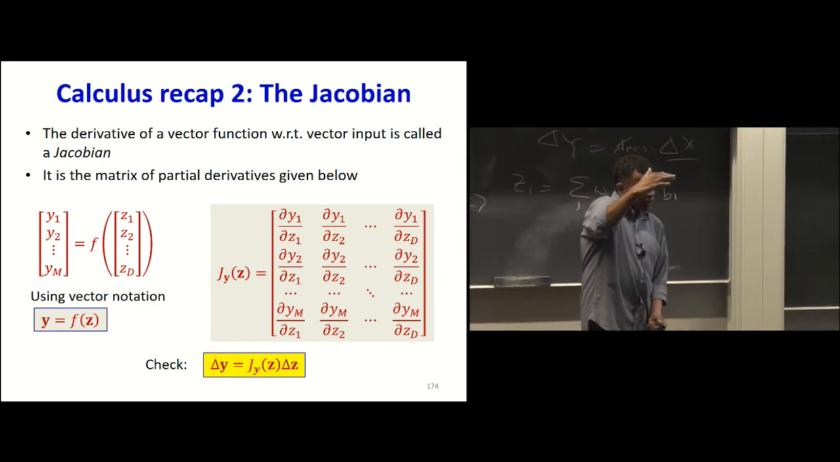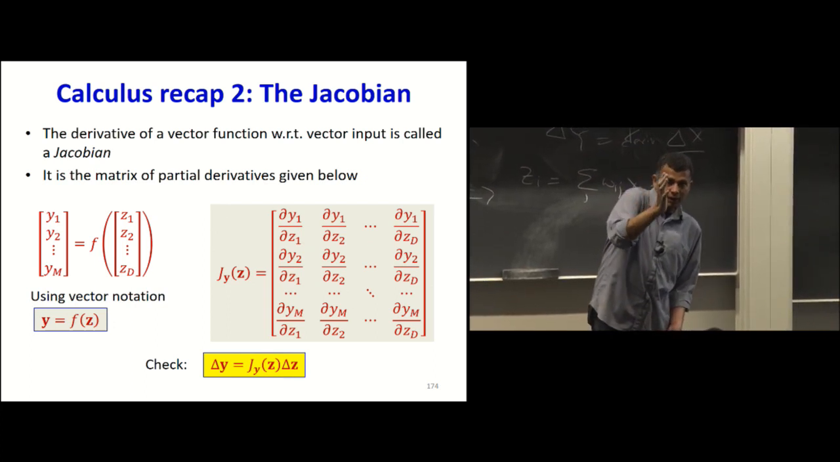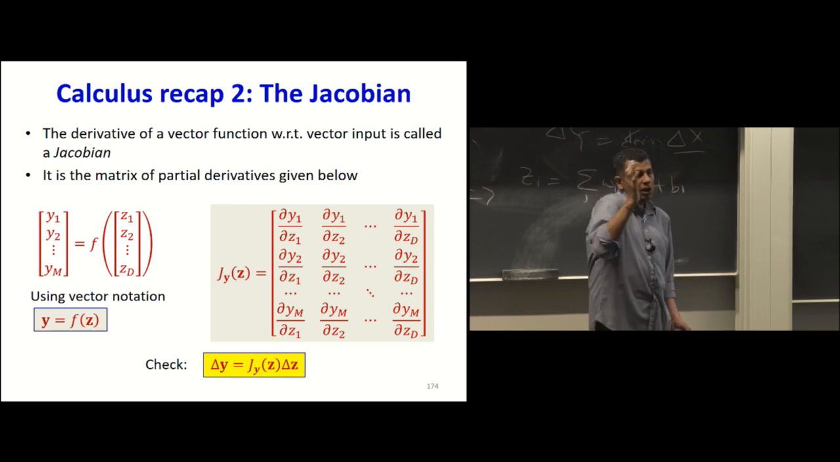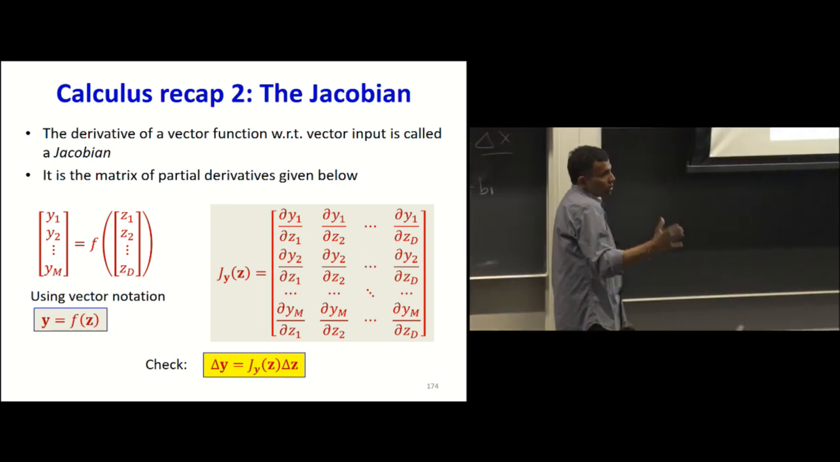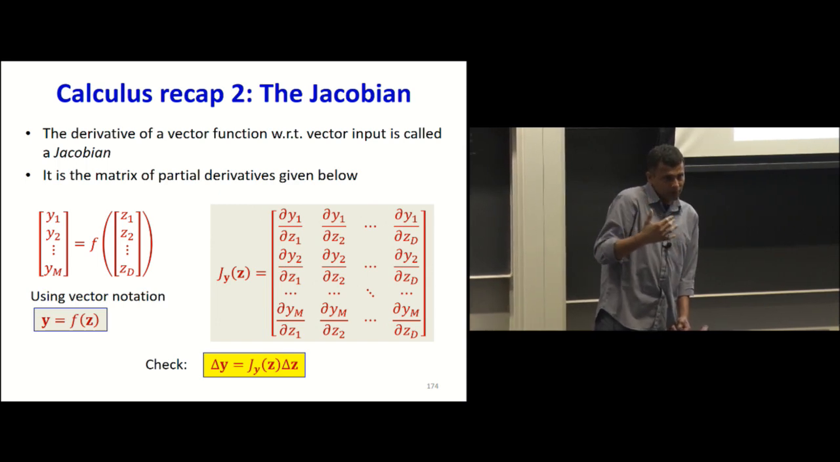So I just stacked all the gradients, and this is the derivative of a vector function of a vector input that produces a vector output, right? And we call this a Jacobian. This is called a Jacobian.